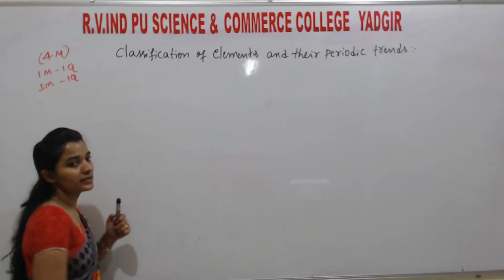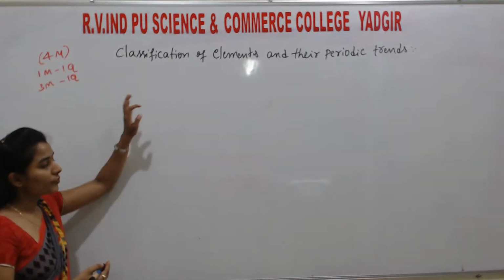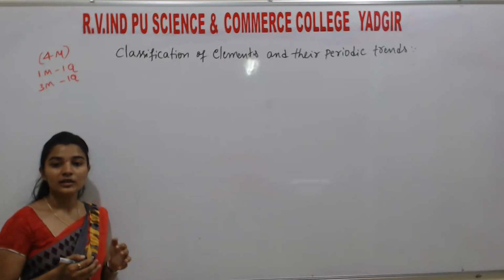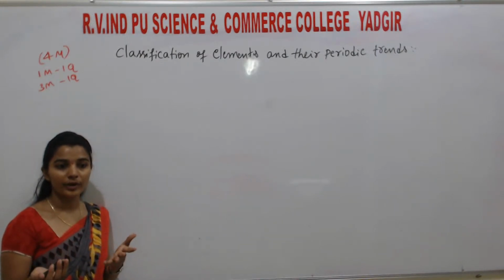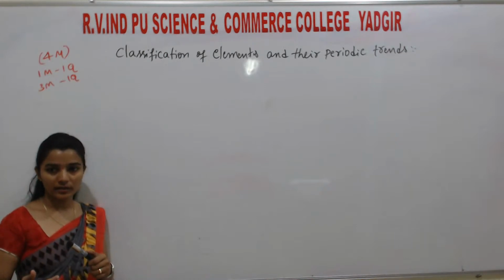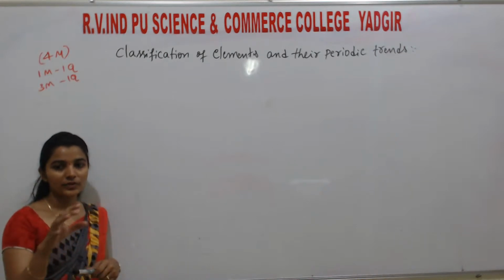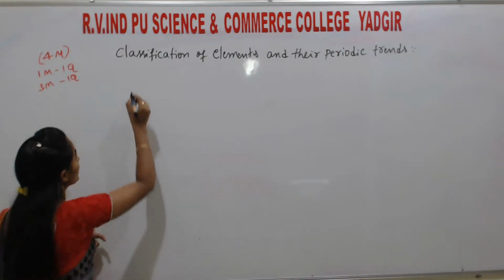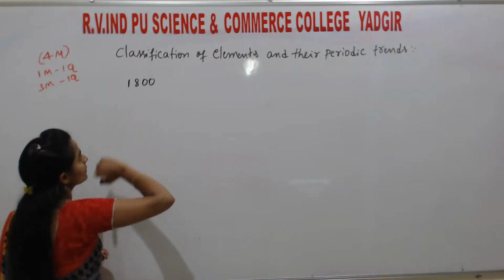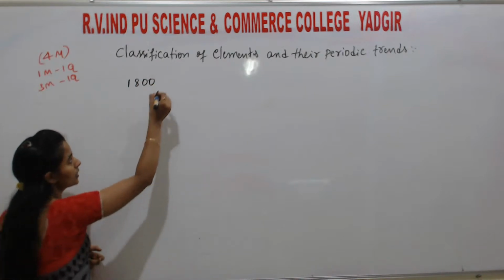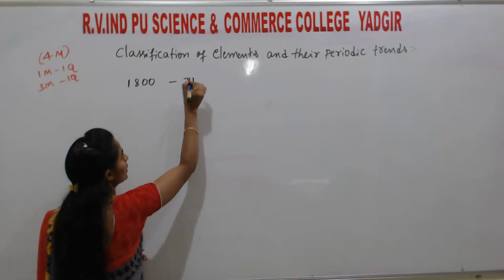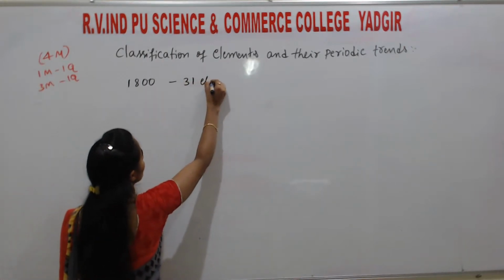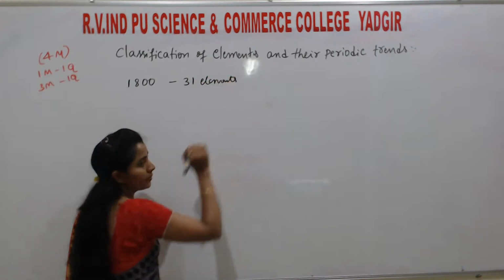So students, as I told you, genesis of modern periodic table means how today's modern periodic table is formed, synthesized or prepared. Many theories explain the classification or arrangement of elements. Initially, in the era 1800, only 31 elements were there. So at the year 1800, only 31 elements are there.